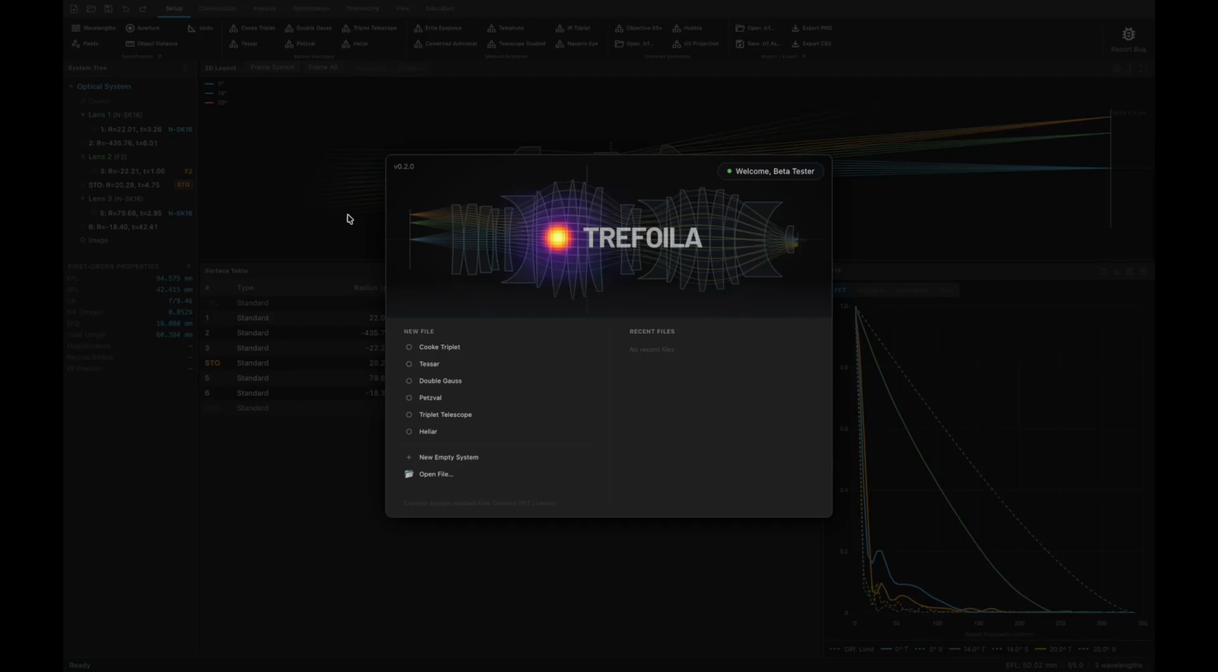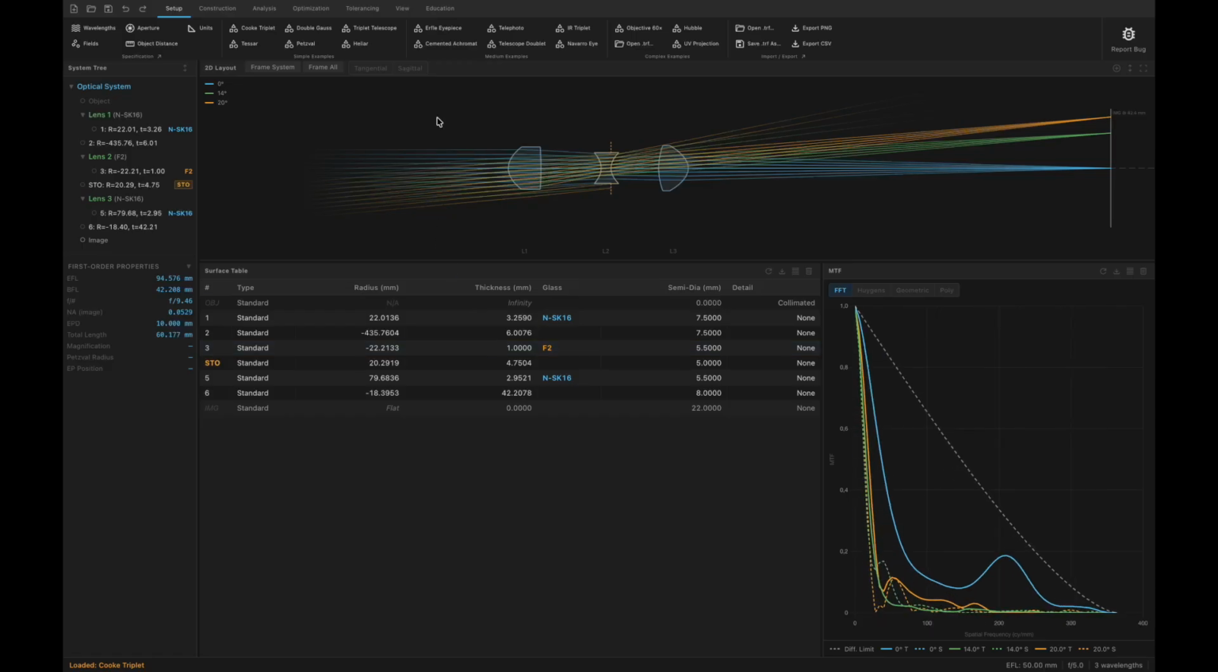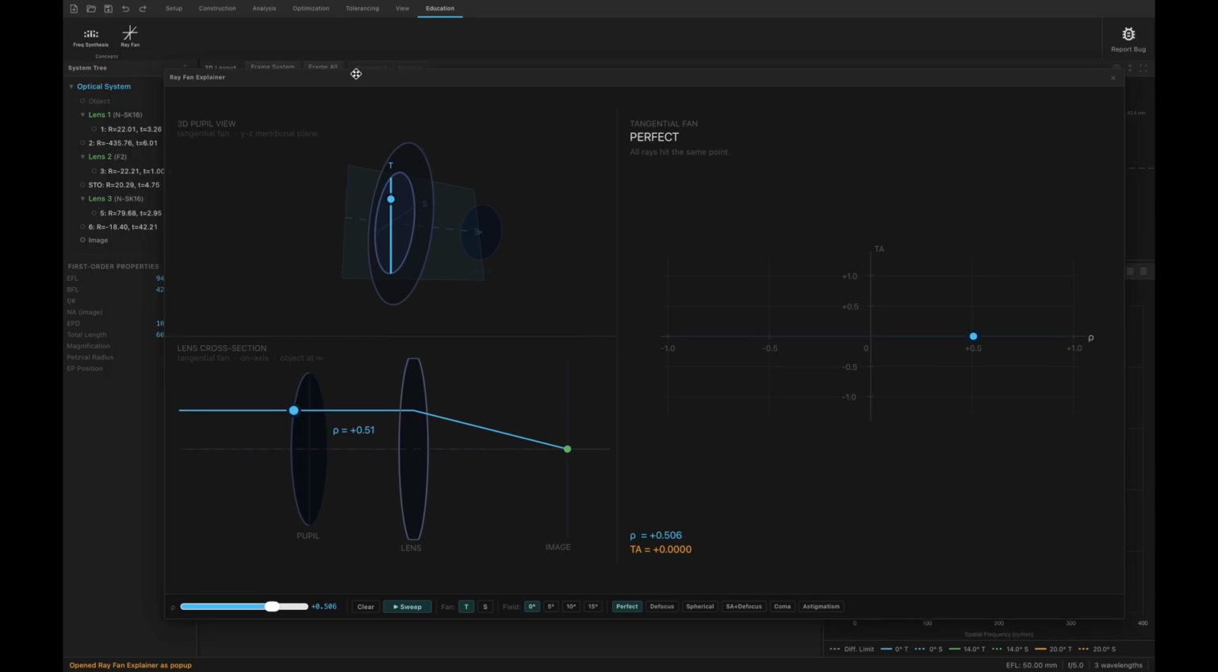Hey everybody, today we're going to take a look at ray fans and try to get an intuitive feel for what they are. So let's open up a Cooke Triplet and go to this education tab, which is a tab that I have in development where I'm planning on adding more buttons to showcase different optical concepts and give you a visual feel for them. So open up ray fan and let's look here.